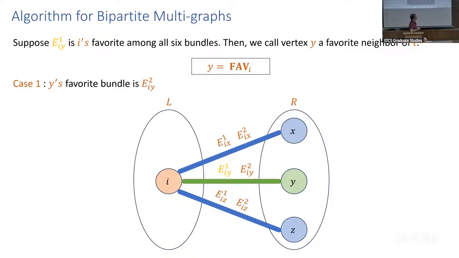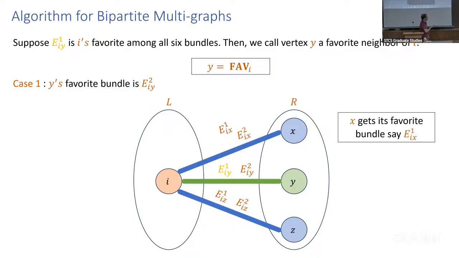Now suppose, I hope that even E1iY is visible in the slide, suppose E1iY is i's favorite among all 6 bundles. And if E2iY is favorite for Y, then we can give this bundle to i and this bundle to Y. Since E1iY is favorite among all 6 bundles, i doesn't mind giving E1iX to X and E1iZ to Z.